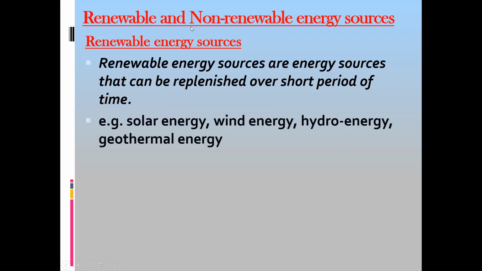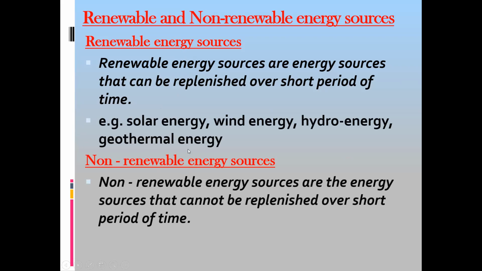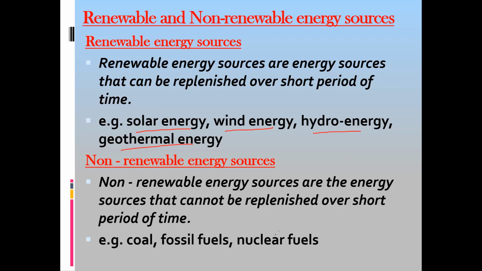Examples of renewable: solar, wind, hydroelectric, geothermal. We'll discuss geothermal as well. Examples of non-renewable are coal, fossil fuels, and nuclear fuels. A time will come when we are not left with any amount of these fuels. That's why we should shift our balance to renewable energy resources, such as generating energy from solar, wind, hydroelectric, and geothermal, rather than coal, oil, and nuclear fuels.